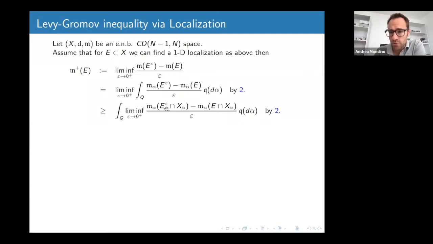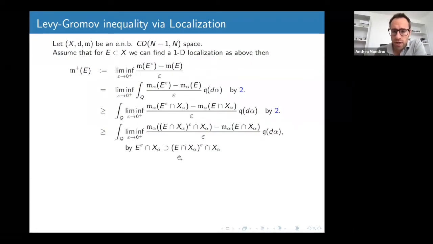So I don't lose and I don't gain anything if I intersect each of the elements here, E epsilon and E, with X alpha. That's because M alpha is only seeing X alpha. Now it is a one-line computation exercise in set theory to observe that if you consider E, you intersect it with X alpha, you take the epsilon enlargement and you intersect with X alpha again, well, this set is always contained in: you enlarge E and then you intersect with X alpha, just because this set is contained here.